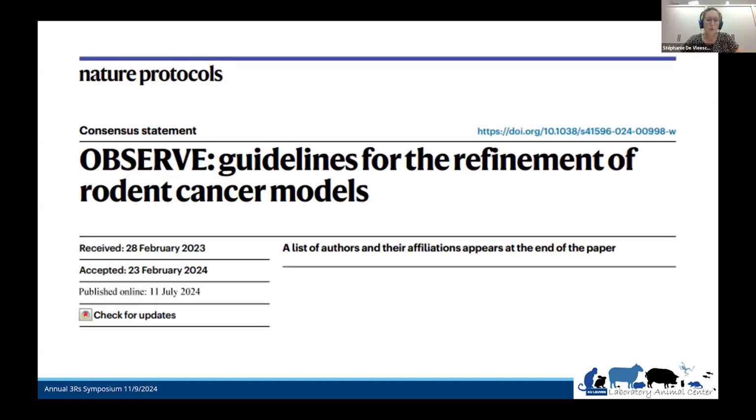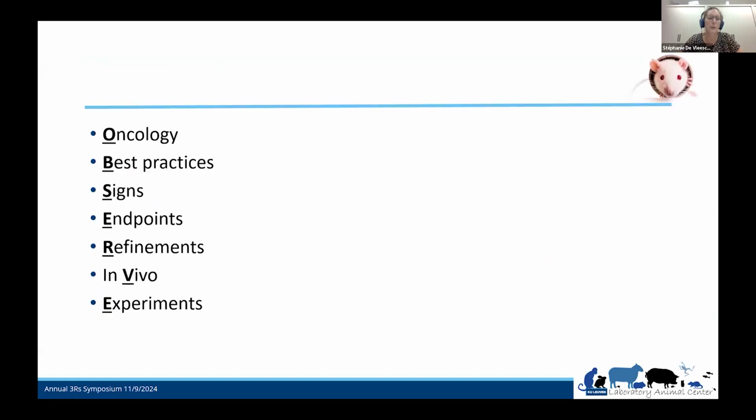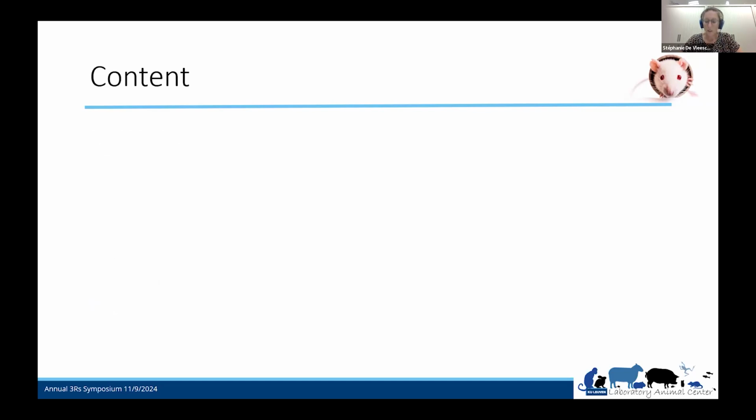So the OBSERVE guidelines were finally published in July, and OBSERVE stands for Oncology Best Practices, Science, Endpoints, and Refinements for In Vivo Experiments. And of course, you can read the paper and go through everything, but I'll guide you through some of the content.